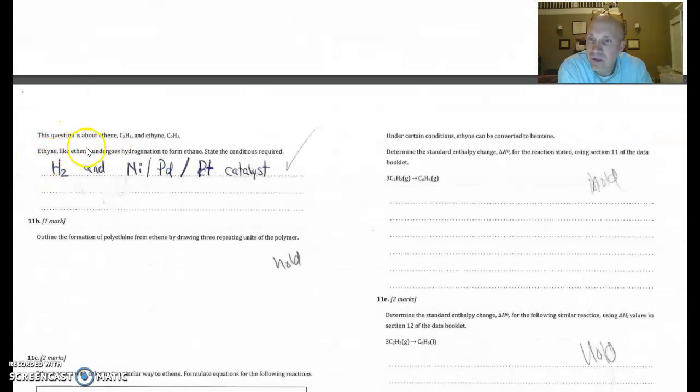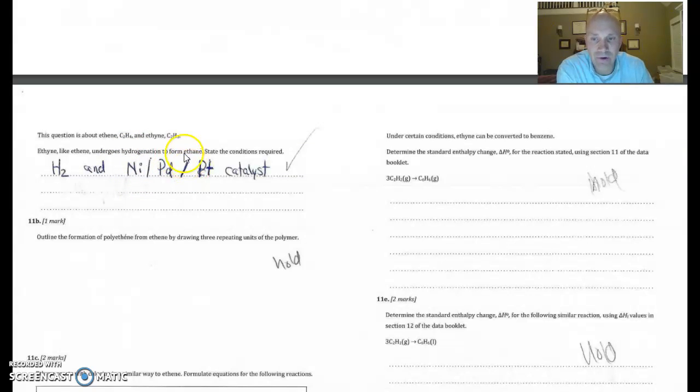So for this one right here, what are some conditions for reducing ethyne? All right, you're going to need hydrogen gas, and you're going to need either a nickel, palladium, or platinum catalyst. There's a couple of other metals that would do this. The IB tends to use nickel as the most common catalyst for this.